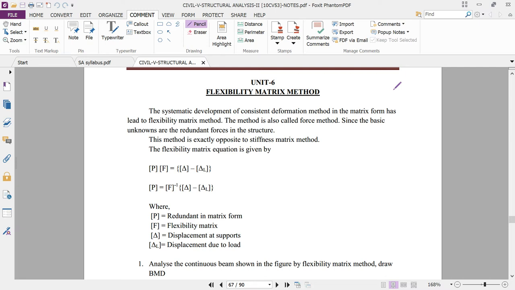So the flexibility matrix equation is given by matrix P into matrix F is equal to delta minus delta L. This is the basic equation by which you can easily calculate the unknowns. If you simplify this equation, you will get matrix P is equal to F inverse into delta minus delta L.